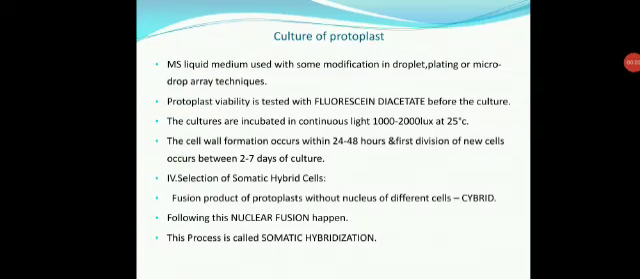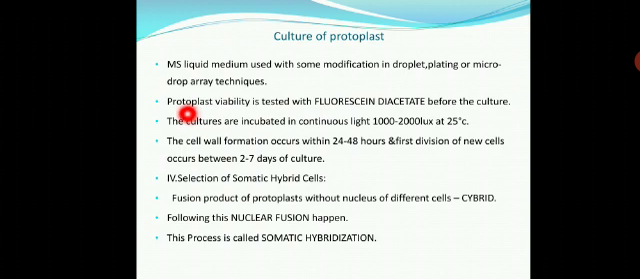Once again, I explain culture of protoplast. Here, in culture of protoplast, we want to use MS liquid medium. That MS liquid medium is nothing but Murashige and Skoog medium used with some modification in droplet plating or micro drop array technique. I already explained the plating method for the culture of protoplast.